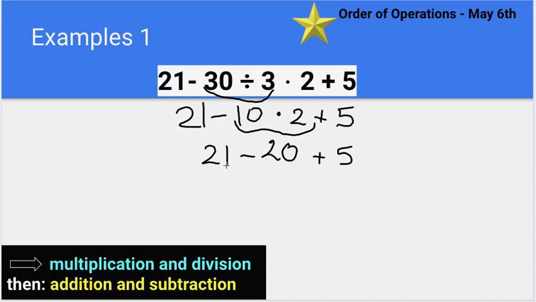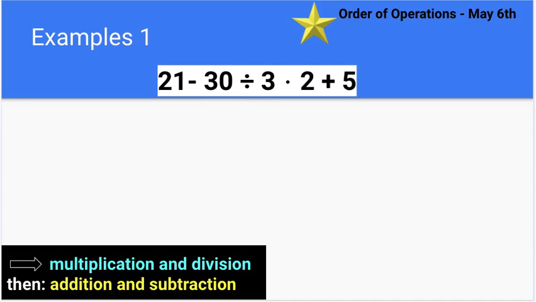So here we go. We'll go 21 minus 20. That will equal 1. And then we'll bring down the plus 5. And 1 plus 5 is 6. So the order is really important, guys. Notice if we did the 20 plus 5 first, that would give us 25. And then it would be 21 minus 25. That would give us a negative number. So it's important that we start with the left and go with the right. Okay. So we're going to do one more, and then you'll have your homework.